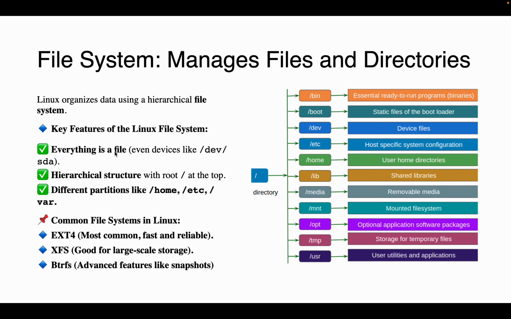Everything is a file, even devices like /dev/sda on that path. It has a hierarchical structure with different partitions like home, etc, and var. Common file systems in Linux are ext4, the most common, fast and reliable; XFS, good for large-scale storage; and Btrfs, with advanced features like snapshots.